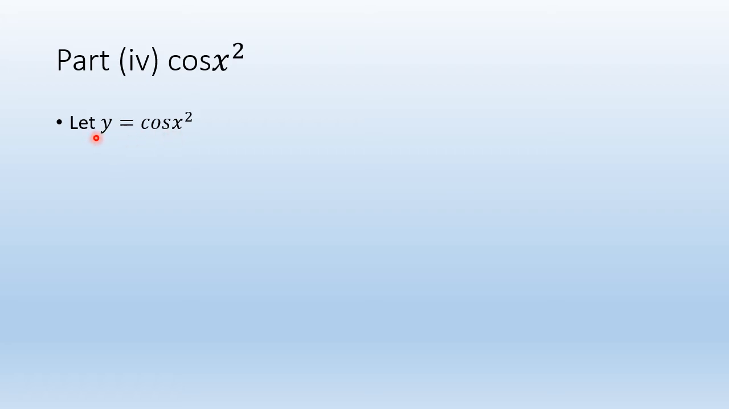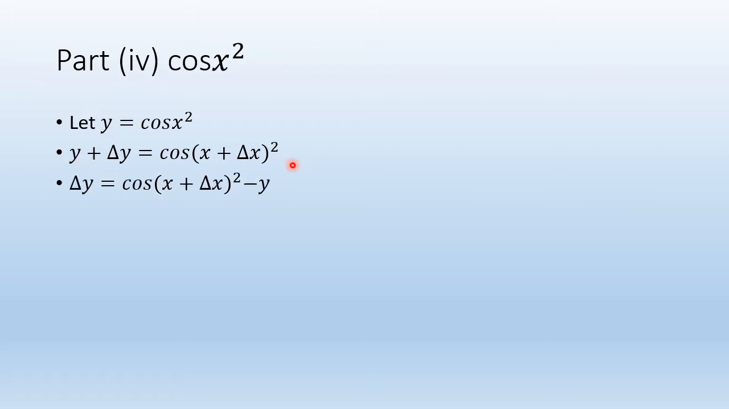Replace x by x plus del x, y by y plus del y. Bring this y over here. Put y equals to cos of x square. And meanwhile, also open up this bracket. X plus del x whole square becomes x square plus 2x del x plus del x square. Now we have here cos of this minus cos of this. That is cos minus cos.